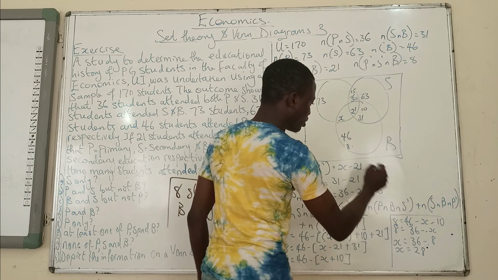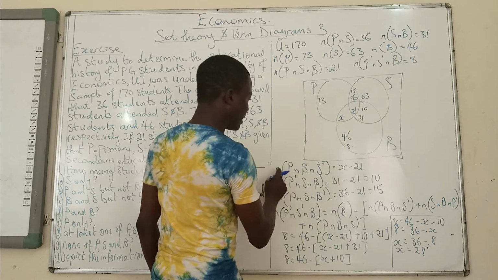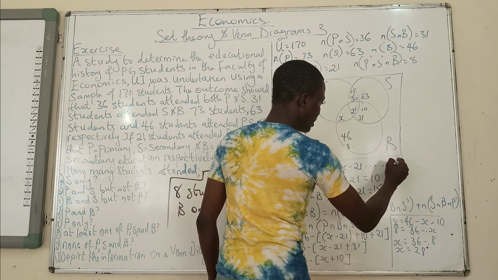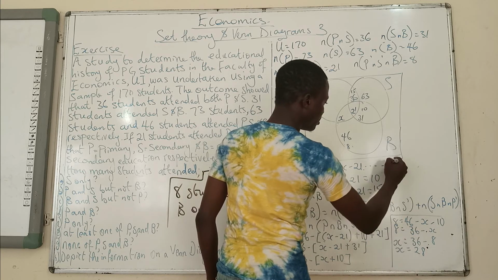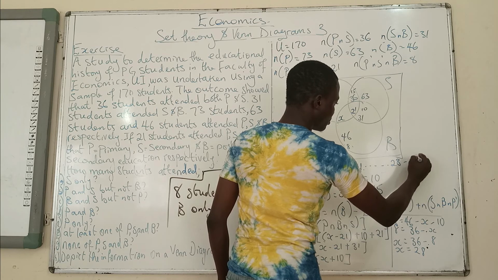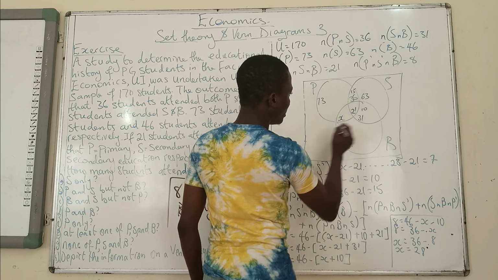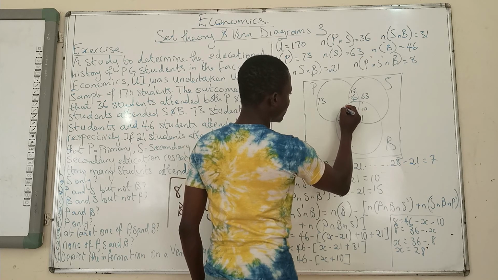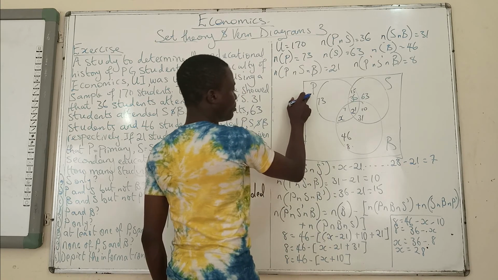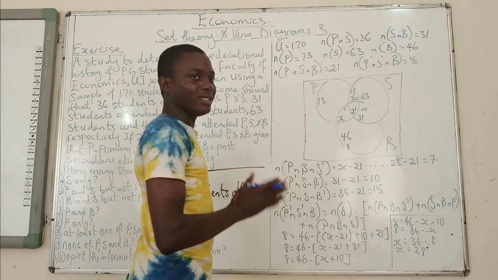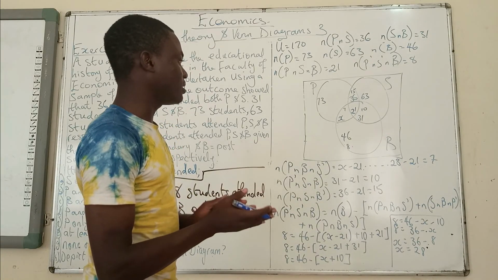So the cardinality of this is going to become, let me just extend it, x is already 28. 28 minus 21, which is 7. That means 7 students attended, let me write that, 7 students attended primary and post-secondary education only. So 7 students attended that only.